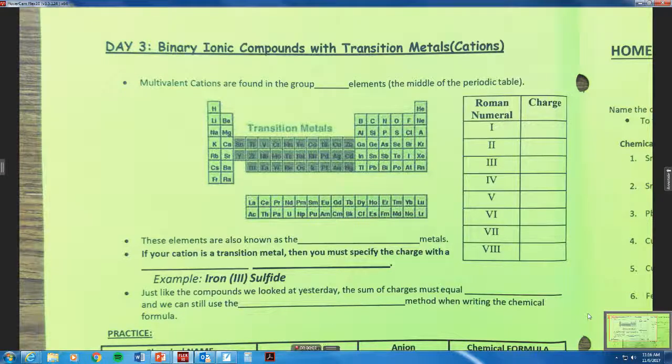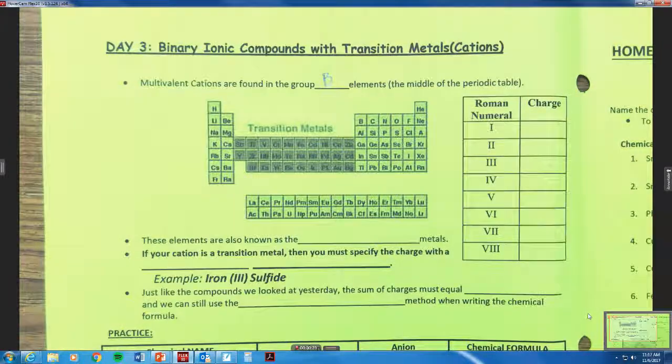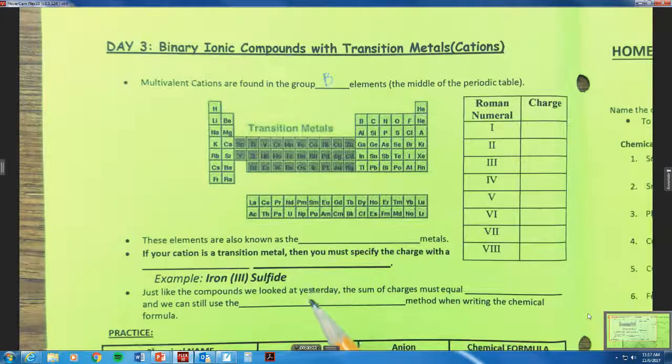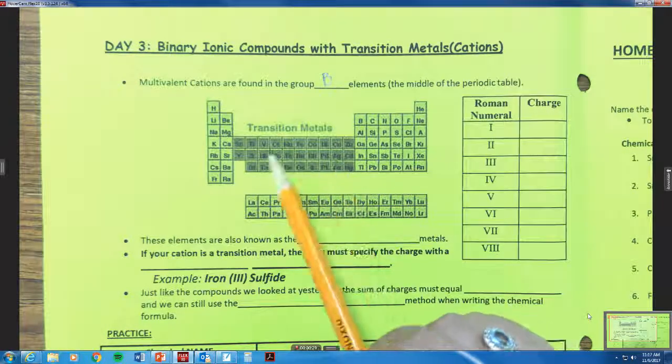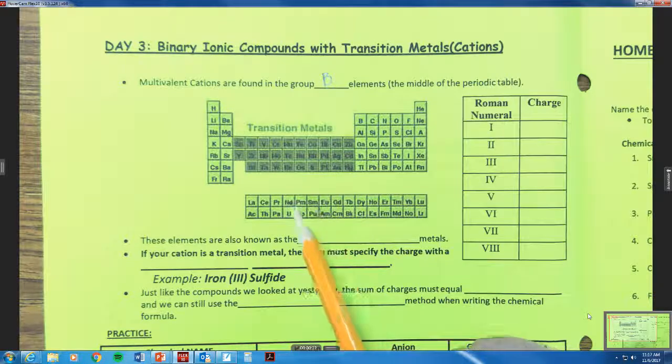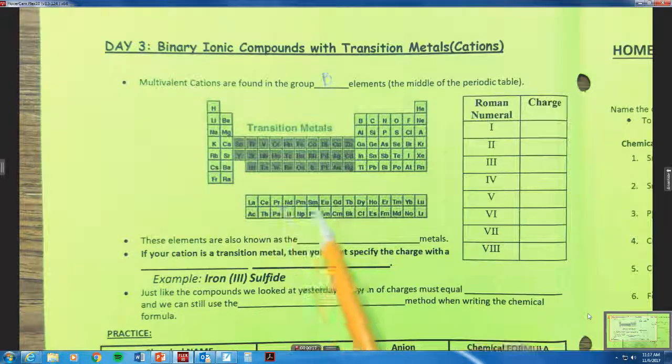Hey guys, so today we are going to go over day 3 notes, binary ionic compounds with transition metals, also known as multivalent cations. These are going to be found in group B elements, in the middle of the periodic table. If you remember from your periodic table project, transition metals are part of D block and also F block.